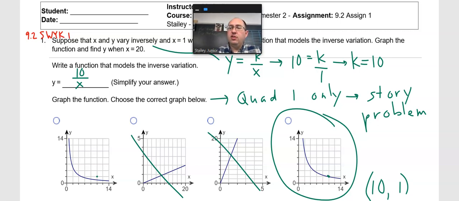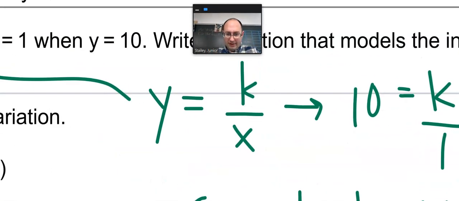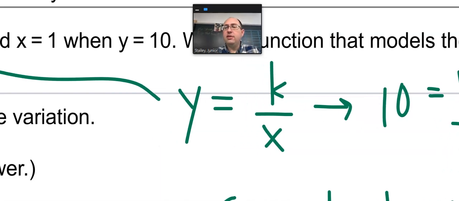So first thing I see in this problem, suppose that x and y vary inversely. So what they just told me was this: y equals k over x. Remember, they don't mention k. You have to remember that. And then they tell me this: x equals 1 when y equals 10.